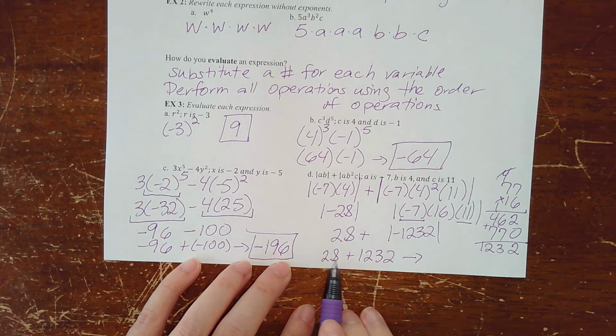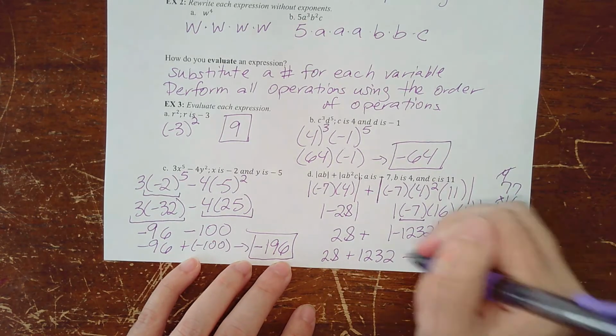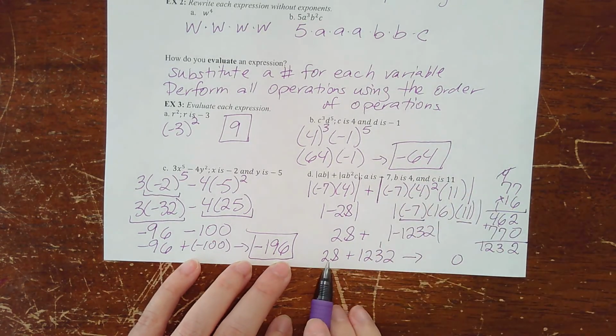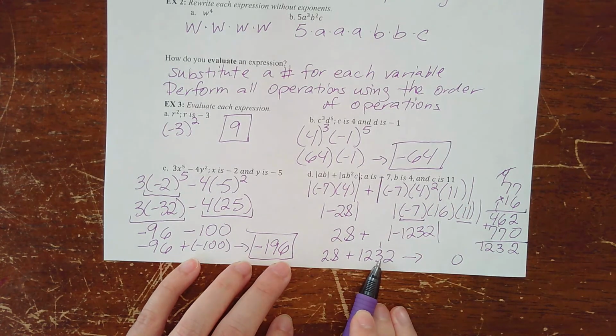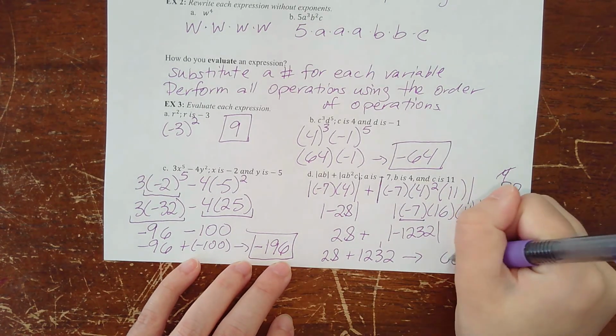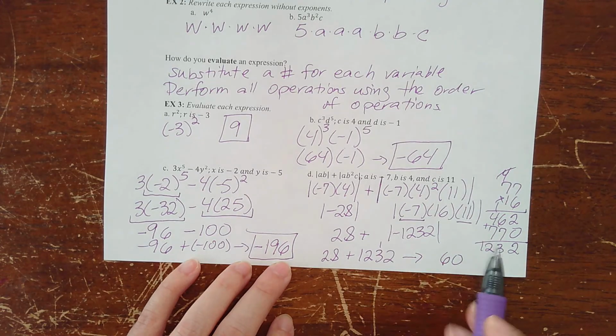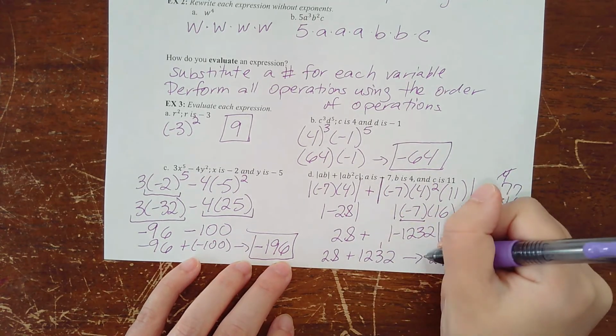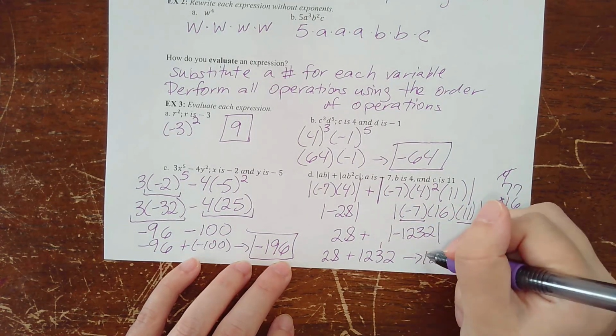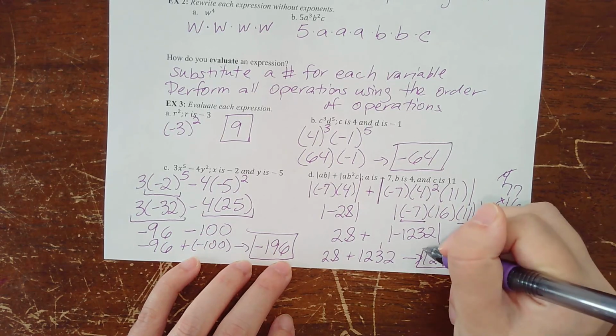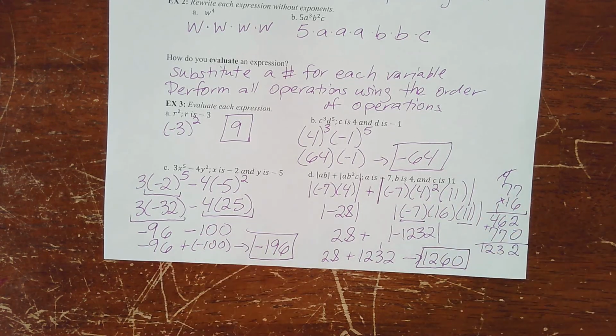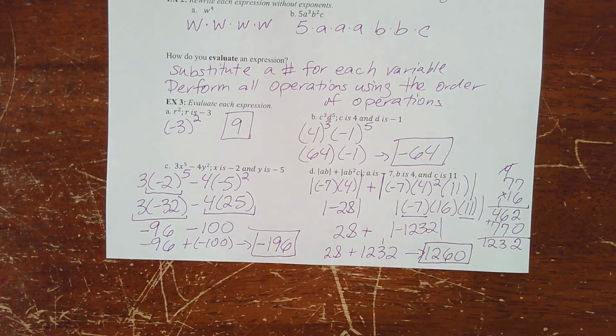See in the ones column, 8 plus 2 would be 10. In the tens column, 2 plus 3 is 5, plus 1 would be 6. In the hundreds column, I just have a 2, and in the thousands column, I just have a 1. So my answer is 1,260. Okay, so we've seen some varying levels of difficulty with these evaluating questions.